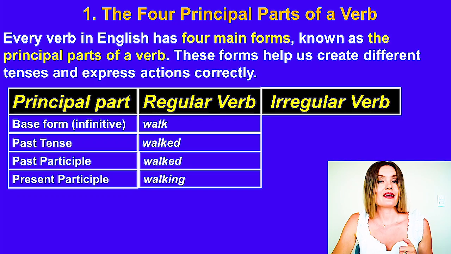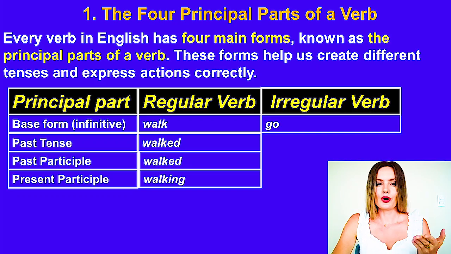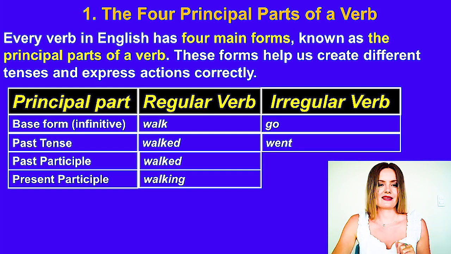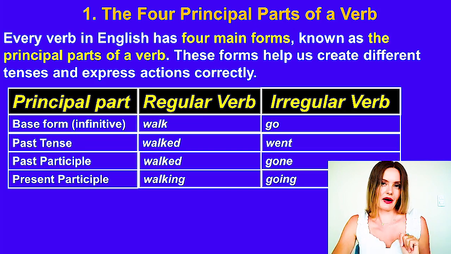Let's take a look at the irregular verb in these 4 forms. Go is the base form. Went is a past tense. Gone, past participle. And going, present participle.